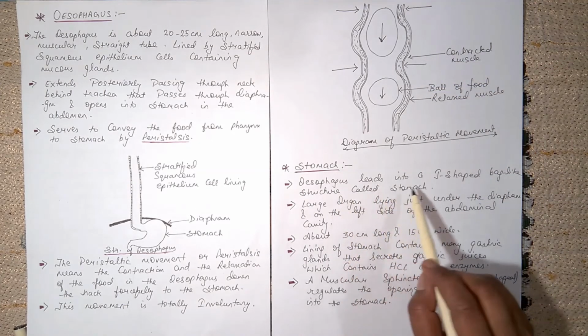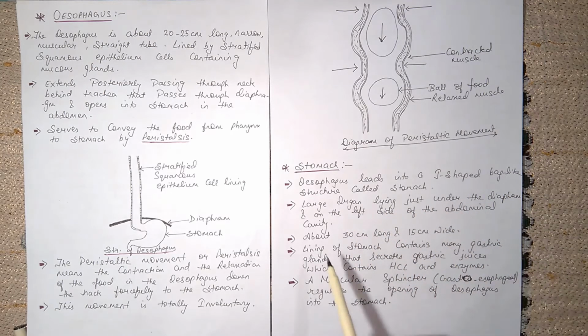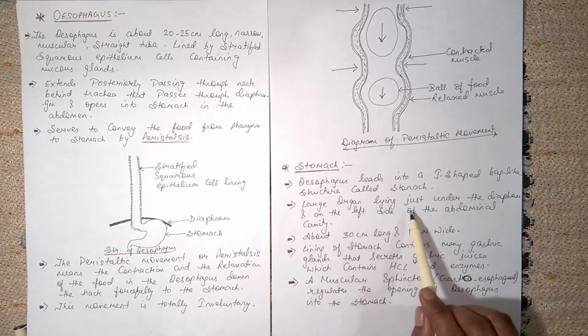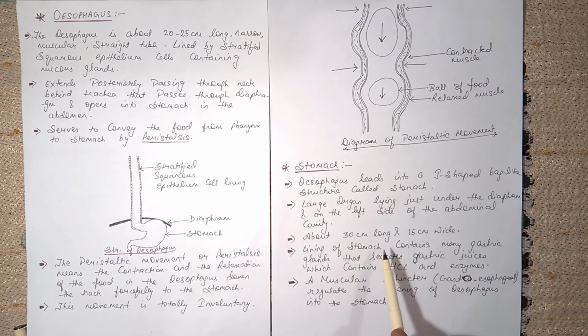The esophagus leads into a J-shaped bag-like structure that is called a stomach. Stomach is a large organ lying just under the diaphragm and on the left side of the abdominal cavity. Stomach is about 30 centimeters long and 15 centimeters wide. The lining of the stomach contains many gastric glands that secrete gastric juices which contain hydrochloric acid and various enzymes. And a muscular sphincter known as the gastroesophageal sphincter regulates the opening of the esophagus into the stomach.